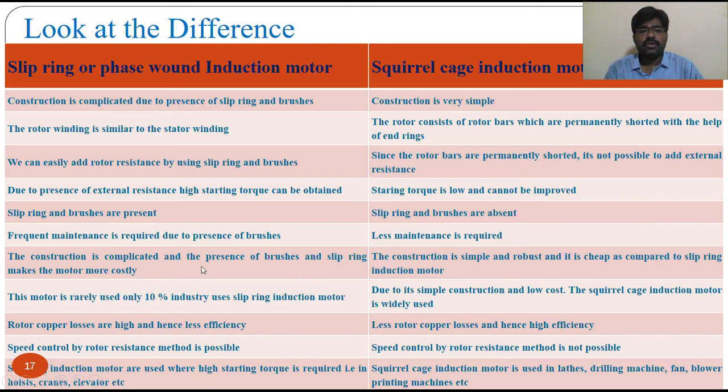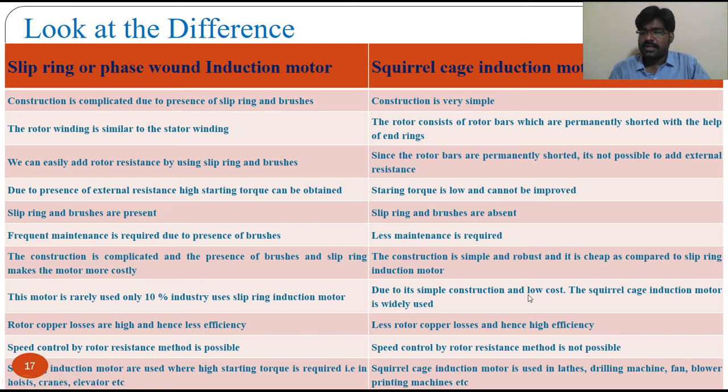The construction is complicated, and the presence of brushes and slip rings makes the motor more costly. It is less economical because of the brush and slip ring arrangement. In the squirrel cage the construction is simple, robust, and cheap compared to the slip ring induction motor. The slip ring motor is rarely used in industry. Only 10% of industry uses the slip ring induction motor. In the beginning I told you the squirrel cage has many advantages over the slip ring, and it is more popularly used, right?